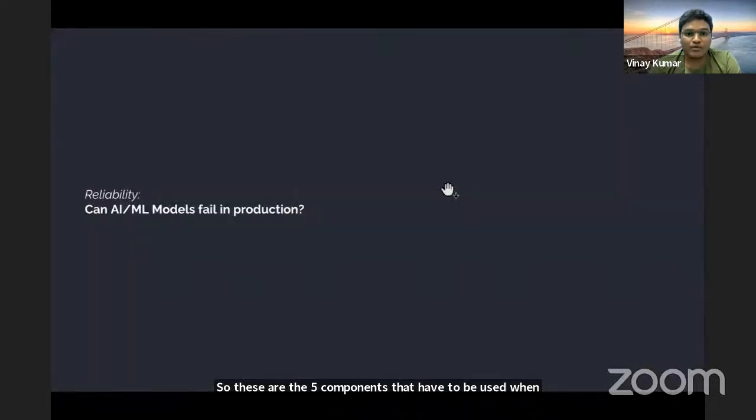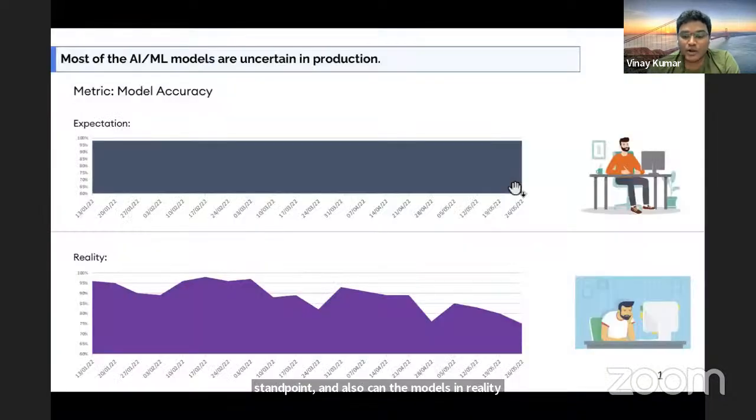Now let's take a deeper dive into the models themselves. From a reliability standpoint, can the models fail? There is a lot of assumption that when you put a model in production, it remains consistently giving similar accuracies. But in reality, as I said, you could be seeing a lot of degradation, maybe fast or slow, depending upon the model transactions. But the model performance will keep coming down if you continue to use the model for a very long time. Now let's understand the reason behind this.